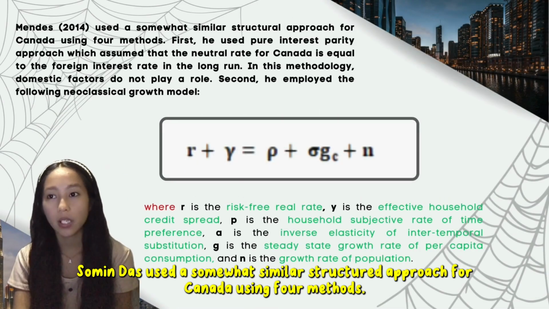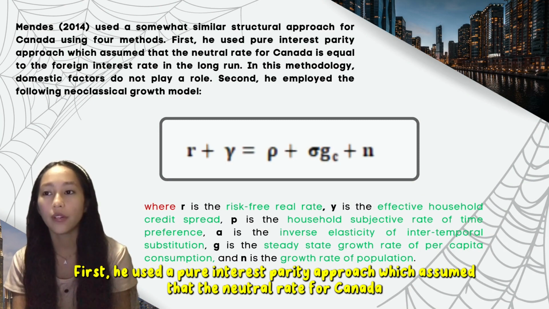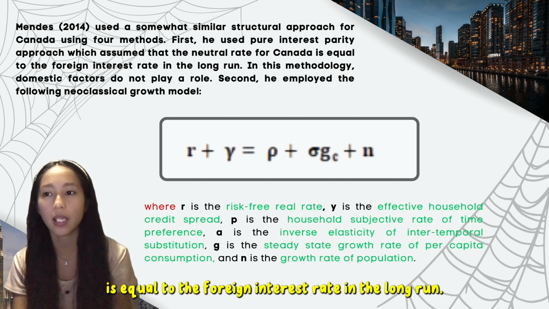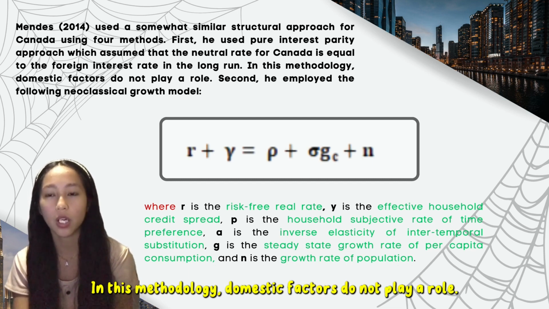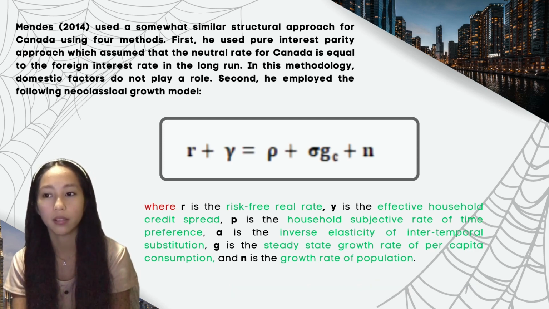Mendez used a somewhat similar structural approach for Canada using four methods. First, he used a pure interest parity approach, which assumed that the neutral rate for Canada is equal to the foreign interest rate in the long run. In this methodology, domestic factors do not play a role. Second, he employed the following neoclassical growth model.